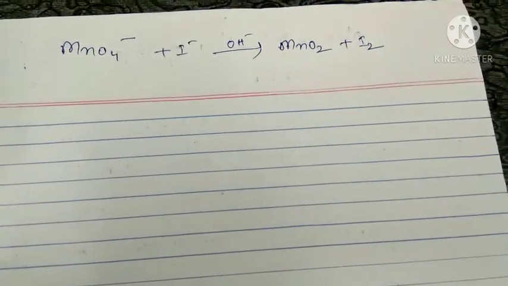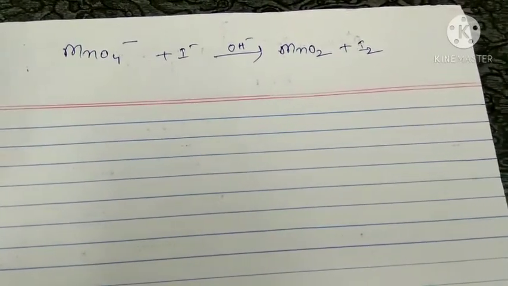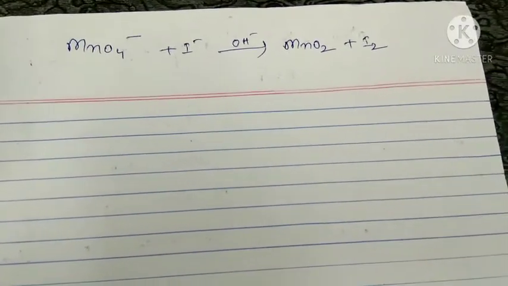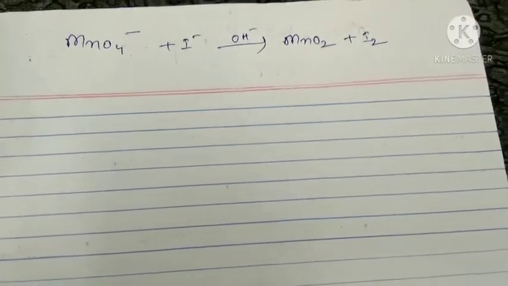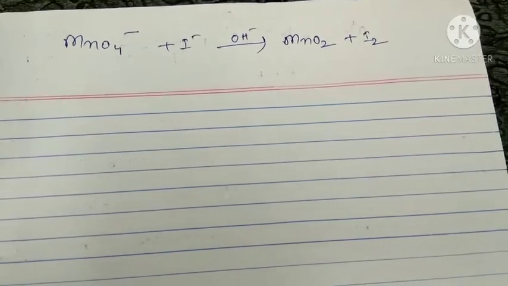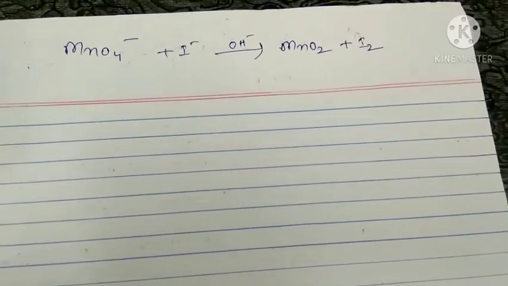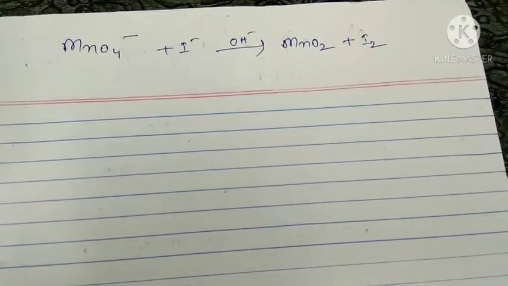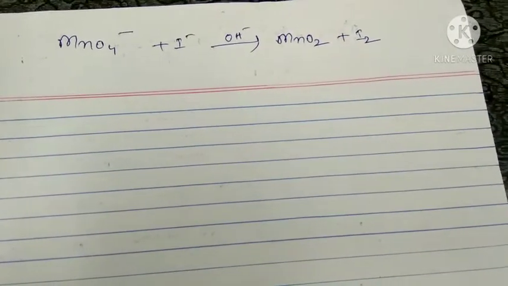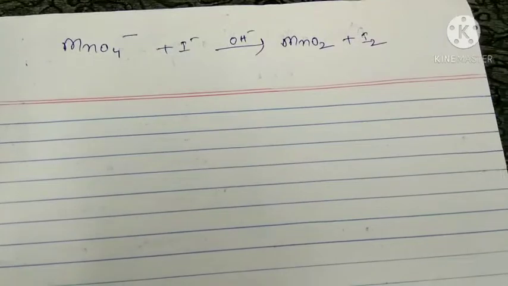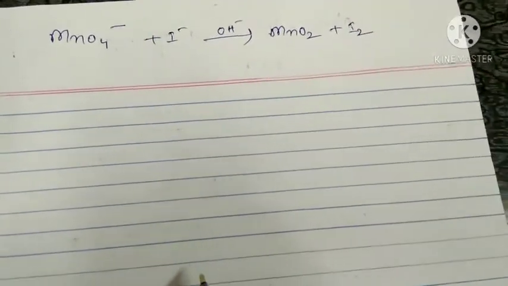In acidic medium and basic medium the steps are the same except in the third step. In the third step we have to add H plus ions to the deficient side in the case of acidic medium. But in the case of basic medium we have to first add H2O molecules to the deficient side, then add an equal number of OH minus ions to the opposite side. If you see this example, then you get a clear idea.